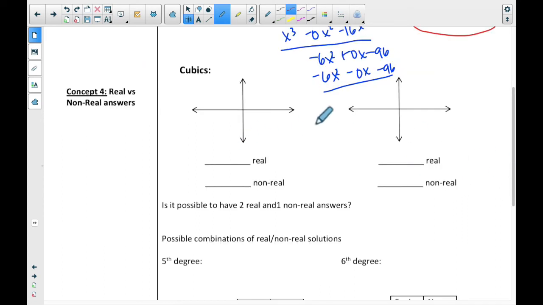All right, let's talk about a little bit of graphing. What does a cubic look like? Well, one thing that a cubic could look like is it could look like this. And again, we've talked about this a little bit the other day, but that means there are 1, 2, 3 real solutions. What I mean is they're on the x-axis and we can see them. There are no non-real solutions in this case.